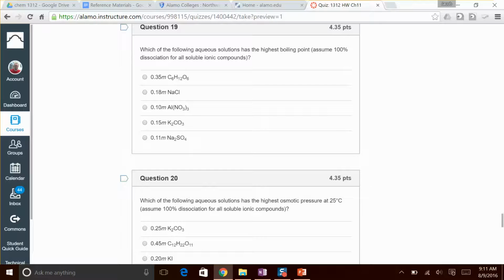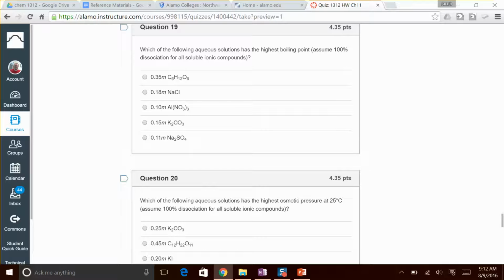So the first one would stay 0.35. That's right. The second one you would multiply by 2. That's right. Third one you would multiply by however many particles that is. 4, that's right. 3 nitrates, 1 aluminum. So that's 4. Next one will stay the same? No, it's 3 particles, K2CO3, 1 carbonate, 2 potassiums. That's right. And the last one is 2 sodiums and 1 sulfate. So it's 3 also.